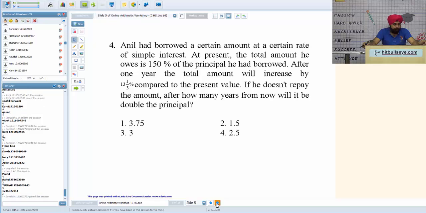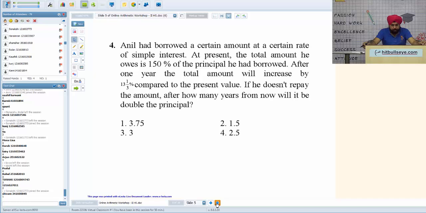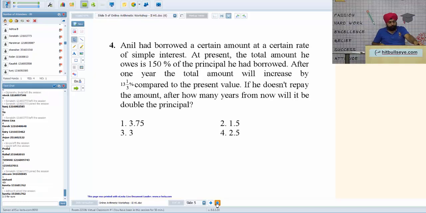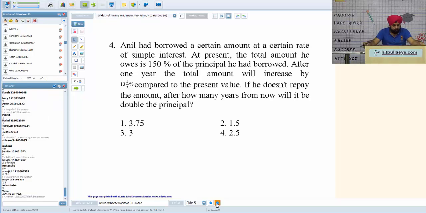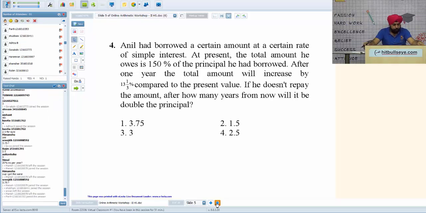Mind it, it's a case of simple interest. Sometimes the examiner gives the data just for the sake of providing the information. Don't try to use that on the face of it. Kavita is again sure it is 2.5. Yeah, Vimal, that's correct. Okay, students, so let's discuss it.